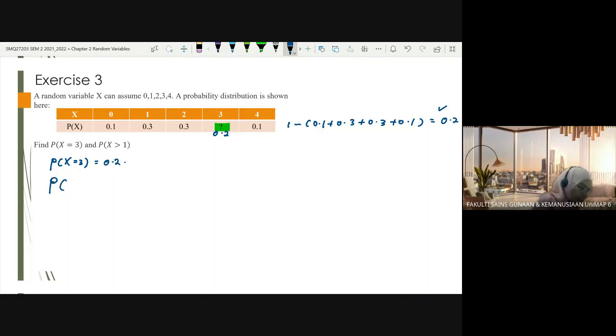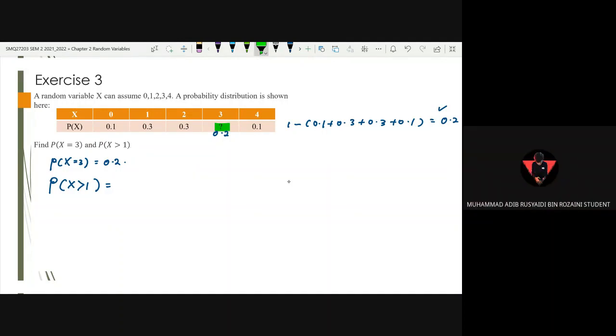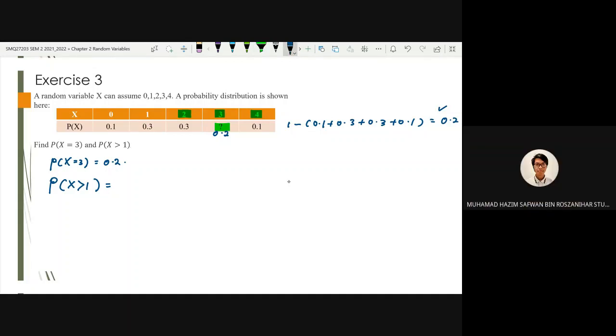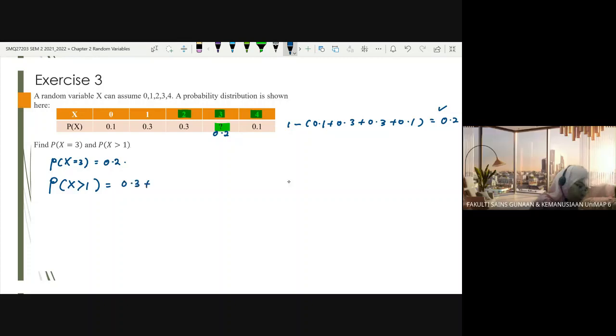Okay, what about P(x > 1)? If you're talking about greater than 1, then is 1 included? No, so it would be beginning from 2, 3, and 4. 0.6. Okay, so you have 0.3 plus 0.2 plus 0.1, or if you wish to write it down, this will be P(x = 2) plus P(x = 3) plus P(x = 4).